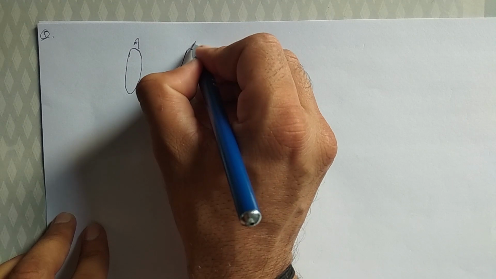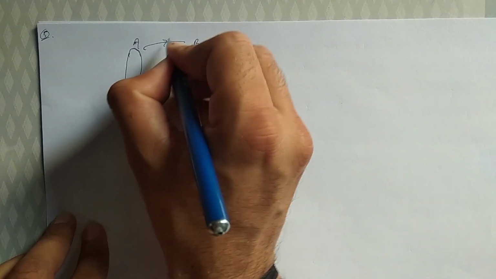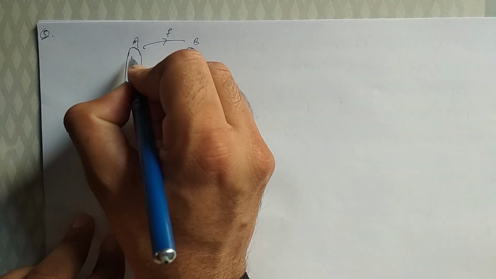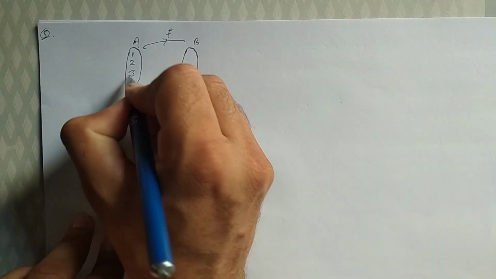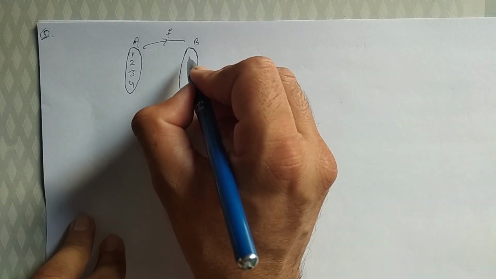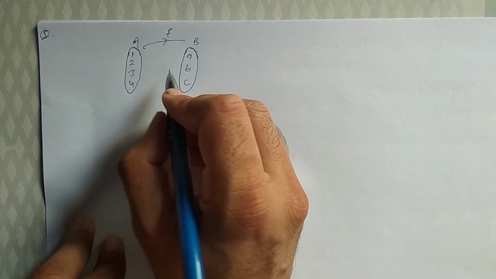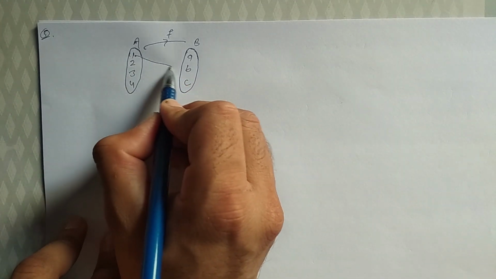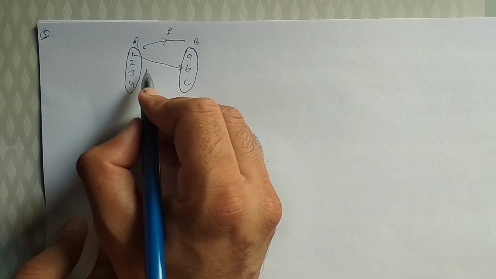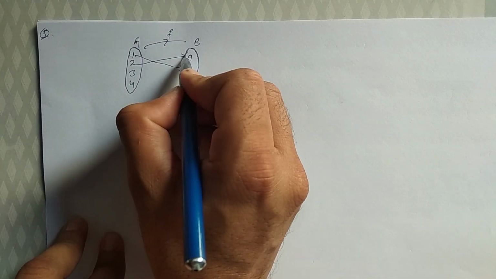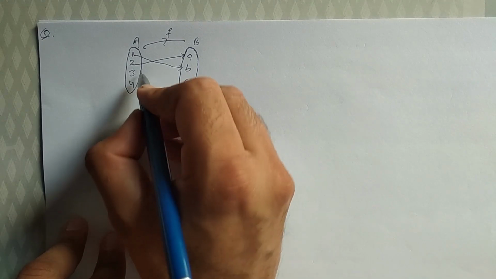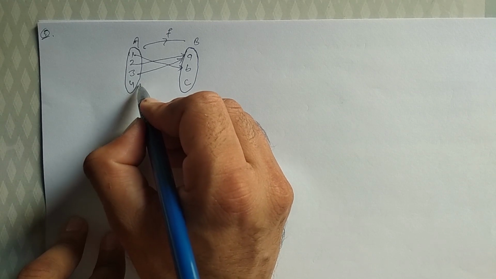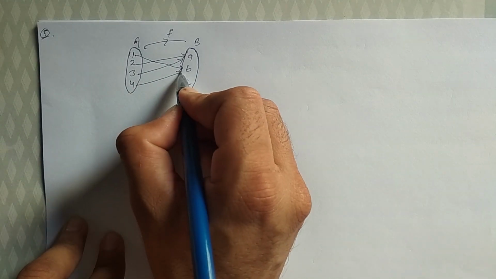By arrow diagram: set A, set B, function f from A to B. Elements of set A are 1, 2, 3, 4. Elements of set B are A, B, C. Image of element 1 is B. Image of element 2 is A. Image of element 3 is A. Image of element 4 is B.